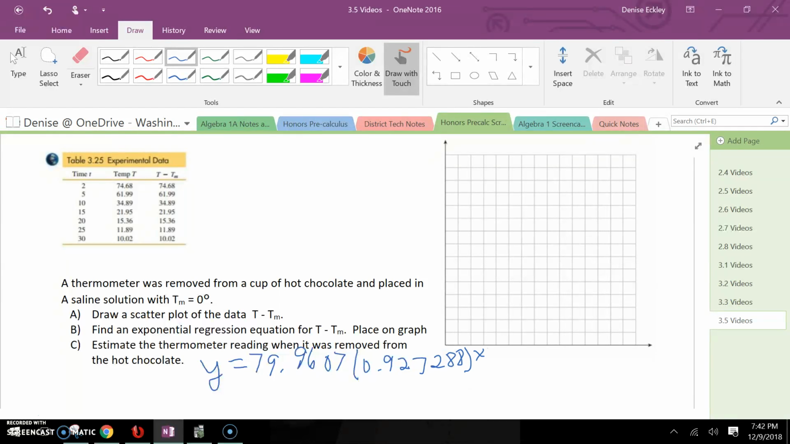And now in part C, we're asked to estimate the thermometer reading when it was removed from the hot chocolate. So at that time, that would be a T equal to 0. So when I substitute that in, I will get y equals 79.9607 times 0.927288 to the 0 power, which is just going to be, and if I round, I get the value that the initial reading of the hot chocolate was 79.96 degrees.